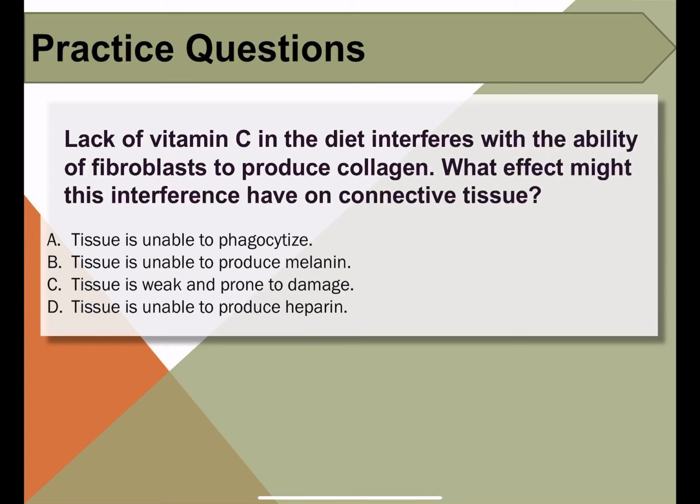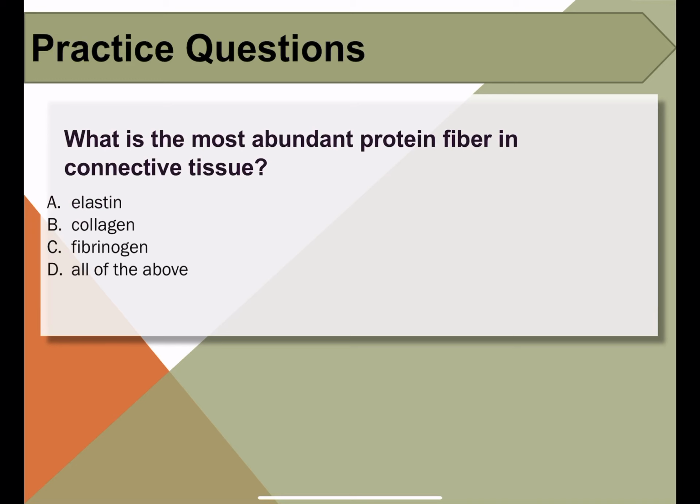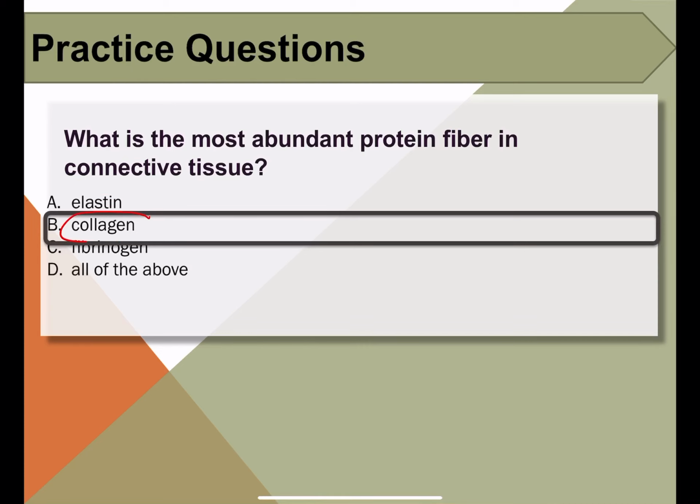Lack of vitamin C in the diet interferes with the ability of fibroblasts to produce collagen. What effect might this interference have on connective tissue? What does collagen provide? Structural strength. So that is why tissue without collagen will become weak and very prone to damage. What is the most abundant protein fiber in connective tissue? Collagen. We mentioned collagen a gazillion times in this tissue chapter.